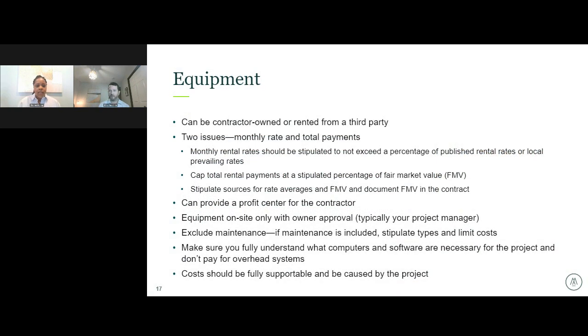Okay. And Charnee, am I doing equipment, or do you want? You can do it. It's me though. Okay. It's one of my favorite cost types. Go ahead. Have at it.